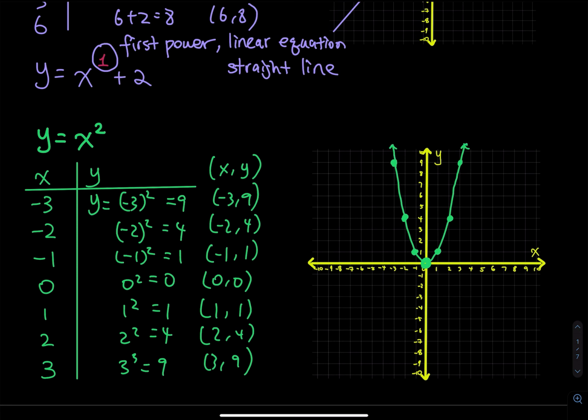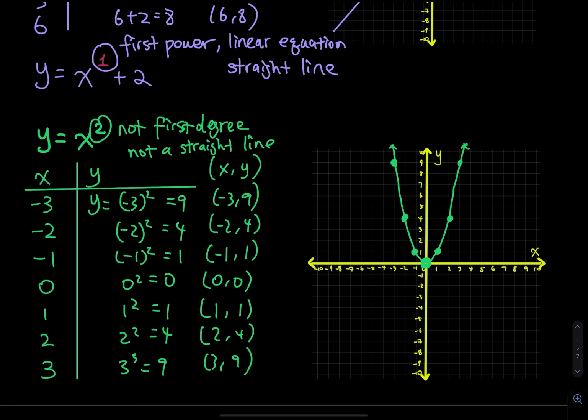Since x is not raised to the first power, this is not a straight line. So this is not first degree. And then this graph has a name. This graph is called a parabola.